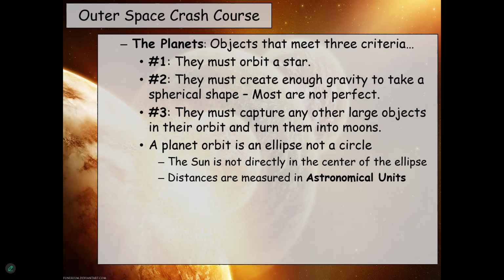So what astronomers came up with was this thing called an astronomical unit, often abbreviated to AU. An astronomical unit is basically just an average of the distance between our planet and the sun, right? And I have to emphasize this thing.